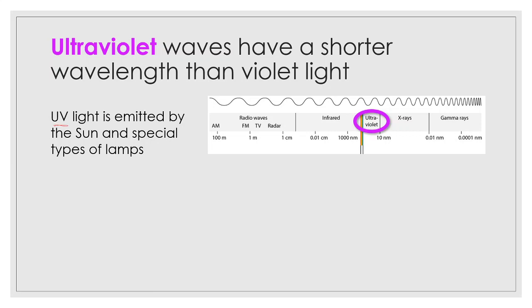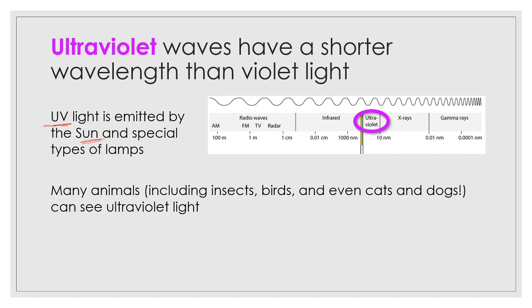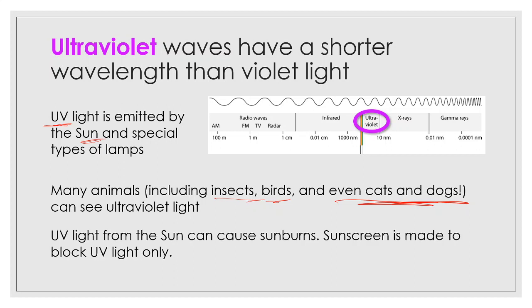Ultraviolet is often abbreviated to just UV. UV light is emitted by the sun and special types of lamps. I'll show you an example of that in just a moment. And again, many animals, including insects, birds, and some scientists are now even saying cats and dogs can see ultraviolet light. Again, this is almost like these other animals can see colors that we can't even imagine because they're off the end of the rainbow of what we can actually see.